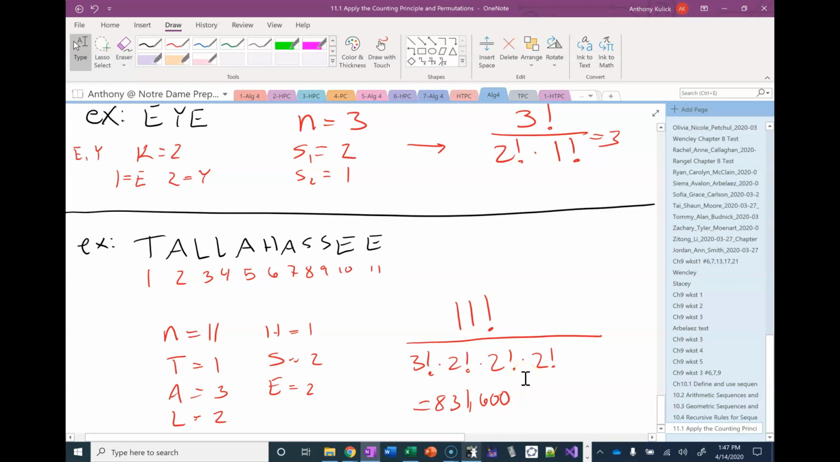Okay, so that should be enough for you guys to be able to do the assignment for this section 1. Good luck.